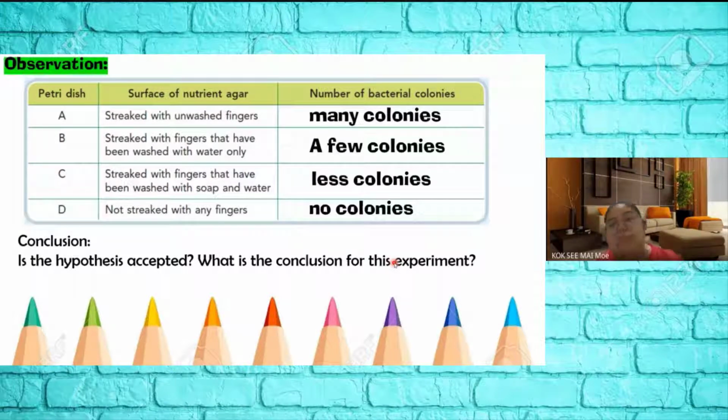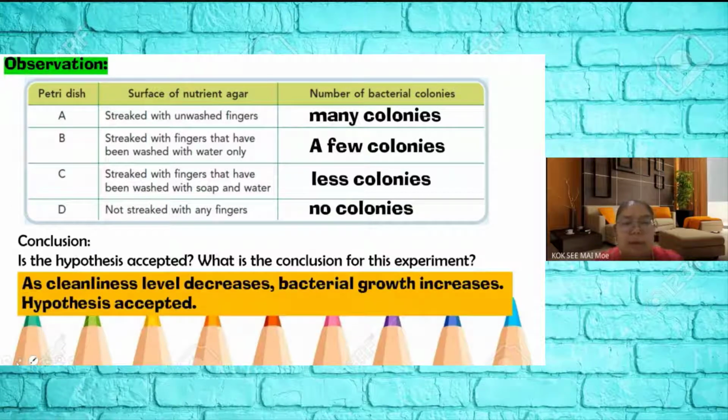Then you go to answer that the hypothesis is accepted. That means the hypothesis you bring from the back. So from here the answer is: as the cleanliness level decreases, the bacteria growth will increase. Then you say hypothesis accepted. So this one is the format for how to answer the conclusion. Okay, so we go through the next.